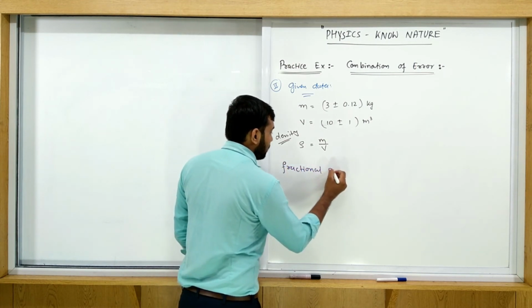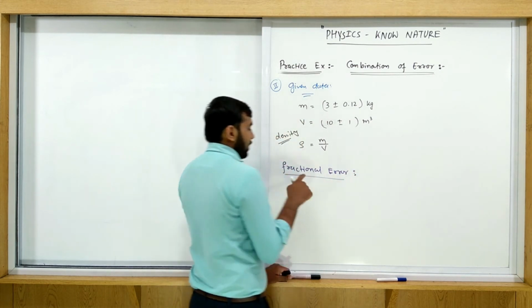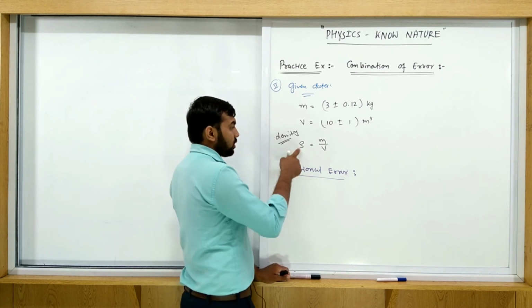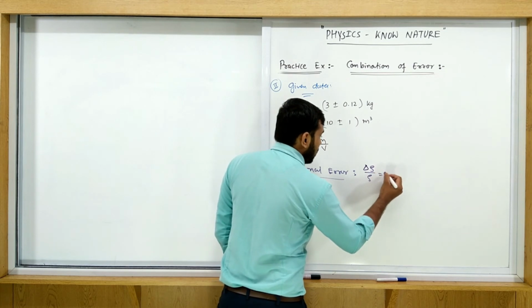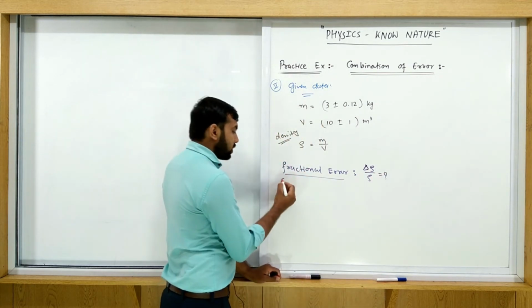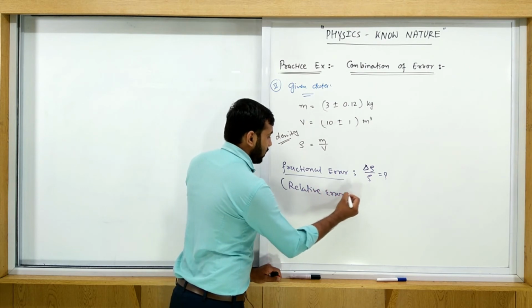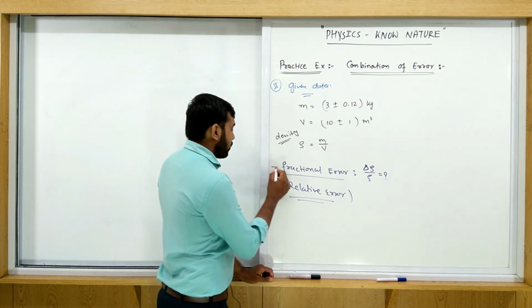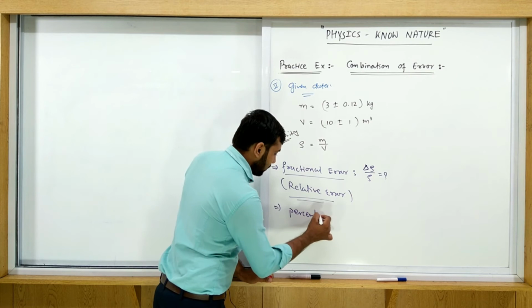So write down what you have to find. Fractional error means delta rho, the mean absolute error, upon the original quantity. So you have to find the fraction of rho, that is delta rho upon rho. This is also called relative error. We call it relative error. Okay, and the second one, what you have to find? That is the first one. Second one, percentage error.